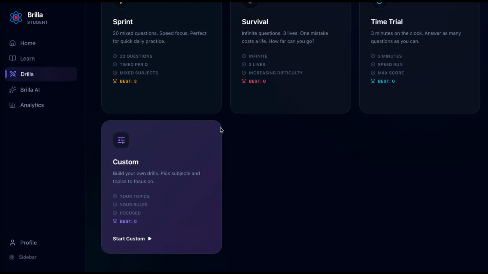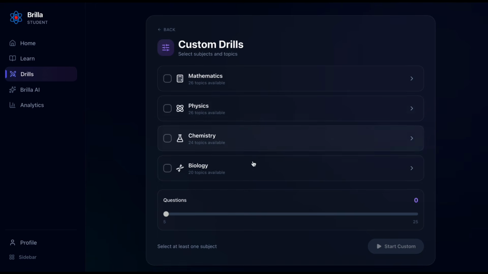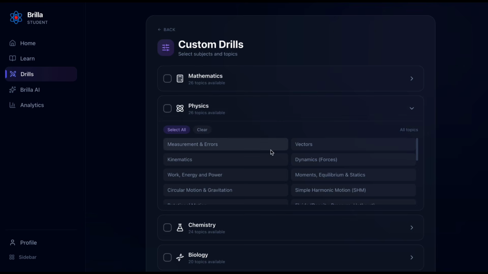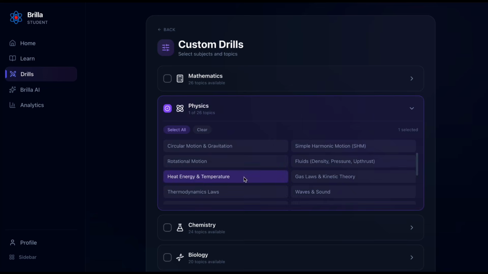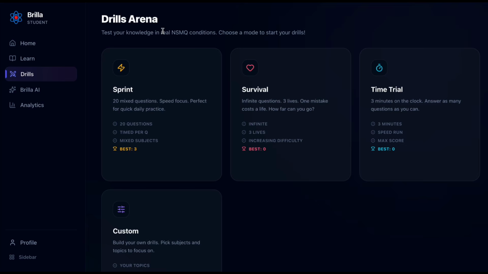The interesting thing, one powerful mode is the custom mode. Here it lets you create the questions you want to train on. So assuming I want to train on just heat energy and temperature, I can select that and I can select the number of questions here. The max is 25 questions. And when I start, it's going to just give me heat, energy, and temperature.